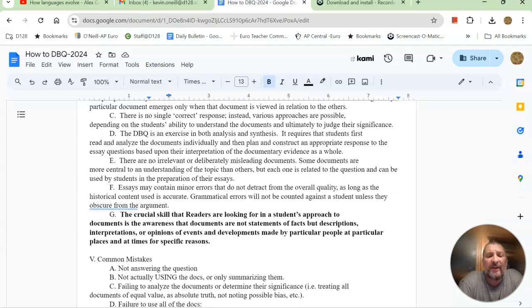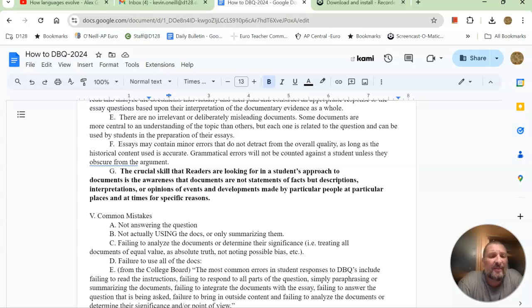The crucial skill that readers are looking for in a student's approach to the document is an awareness that the documents are not statements of fact, but descriptions, interpretations, or opinions of events and developments made by particular people at particular places at times for specific reasons.